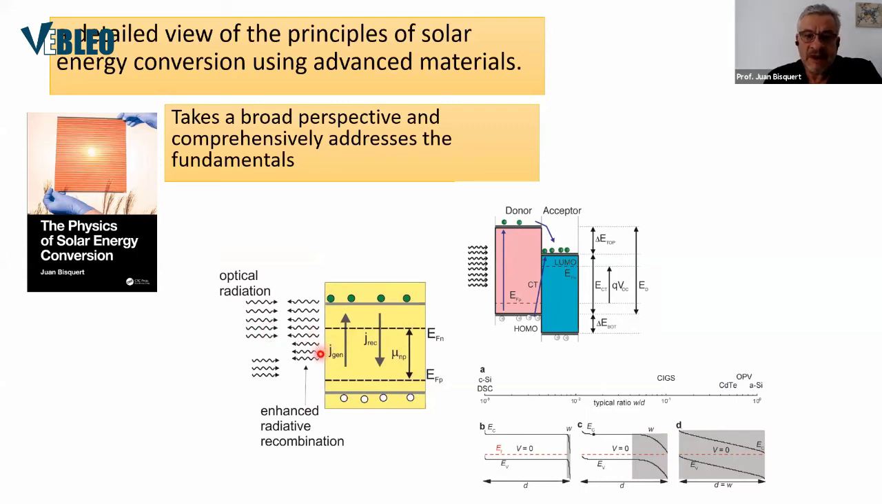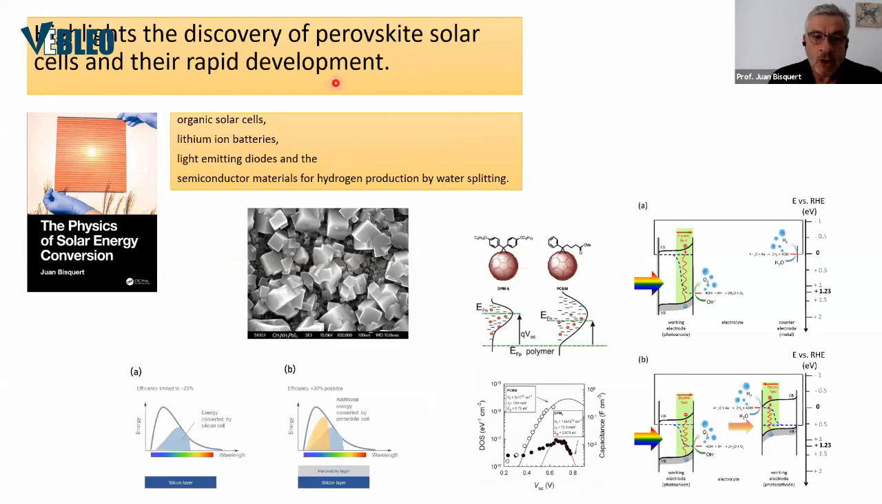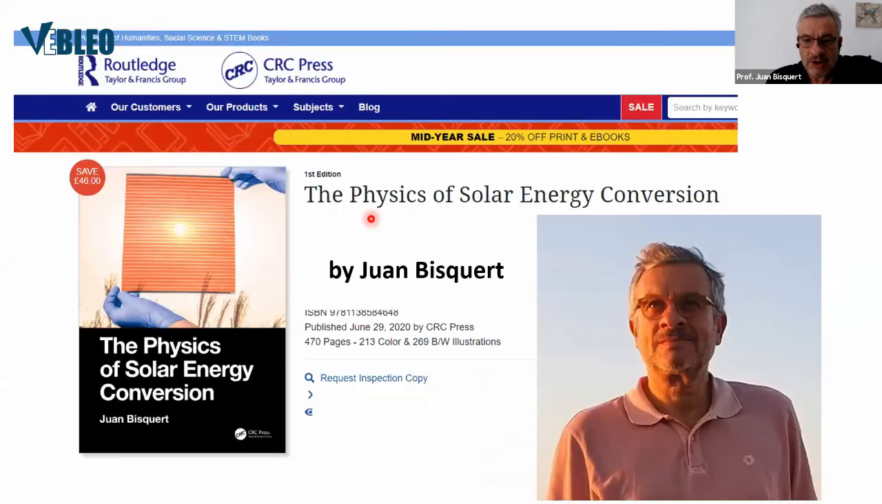And this now makes this broad view for a range of materials about the principles and applications of solar energy conversion, and it covers the discovery of perovskite solar cells, also the organic solar cells, and also energy storage and hydrogen production for water splitting. So now the book is published and available if you are interested in understanding this type of scientific field.